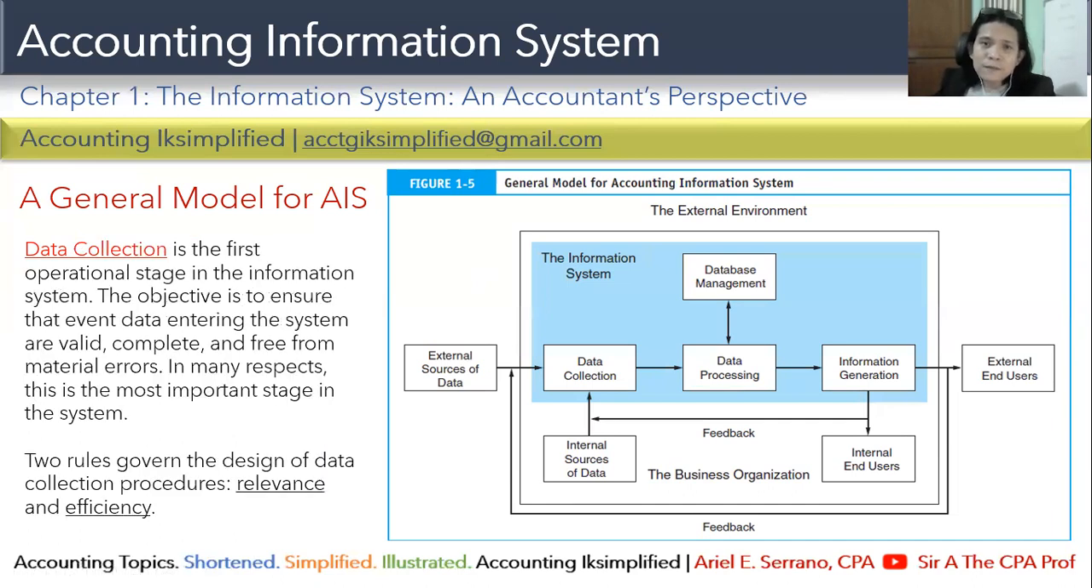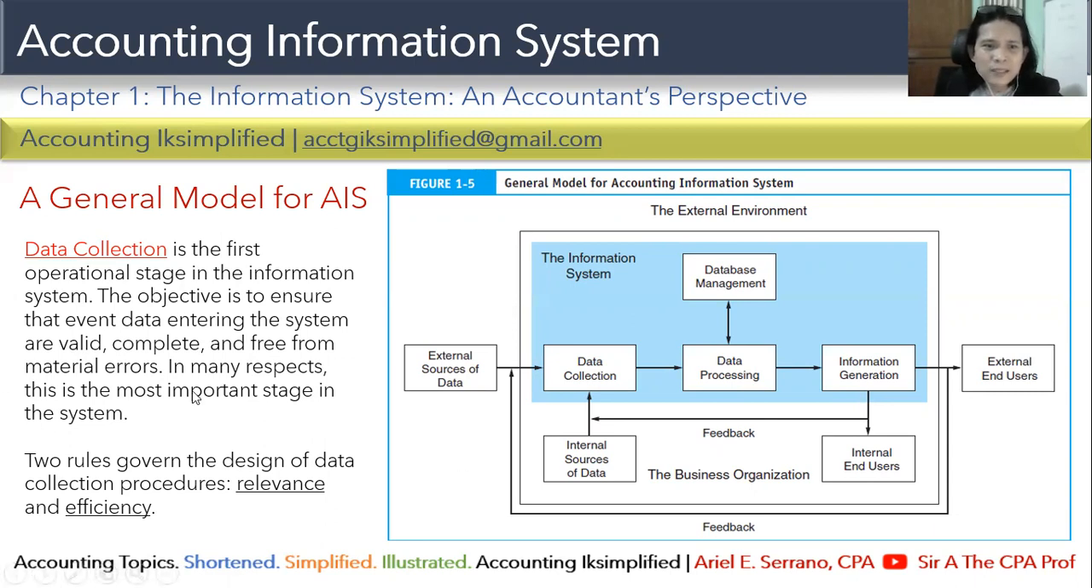Next, the collection of data. And this is the first operational stage in information system because ano bang silbi? Para saan ba yung data na yan? Of course, gagamitin natin yan. Para magamit natin yan, we have to collect those data. Okay? That is why it is the first operational. Kasi we take action on that one. And the objective is to ensure that event data entering the system are valid, complete, free from errors. Ito ay mga qualities of a useful information.